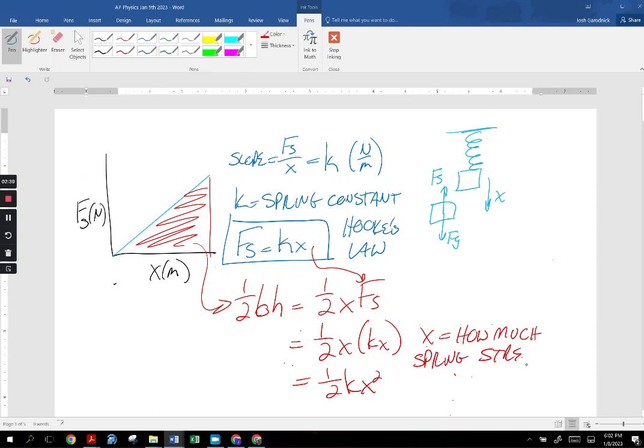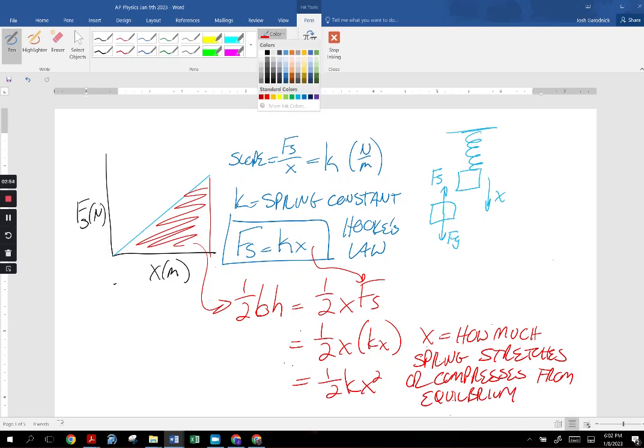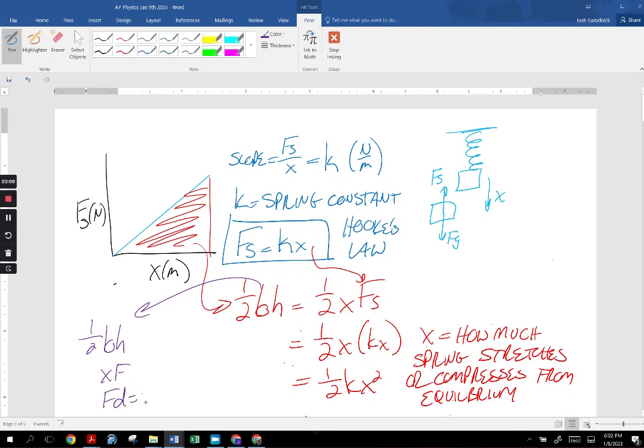The spring stretches or compresses from equilibrium, which is its natural resting place. I would like to add here, though, that this base times height, by the way, well, that's really, written a different way, x times f, or force times distance, which equals work.